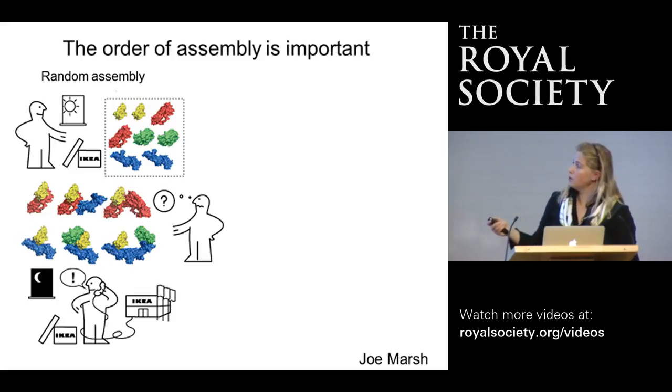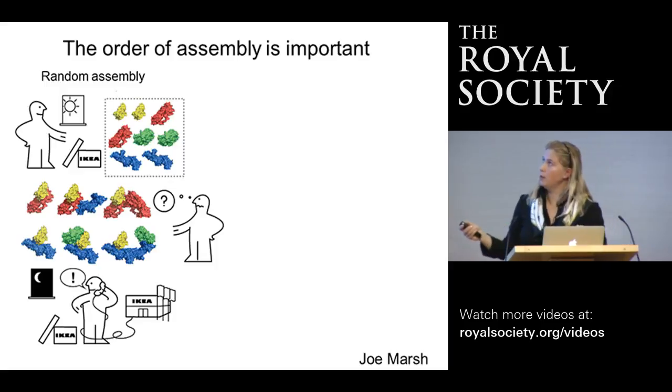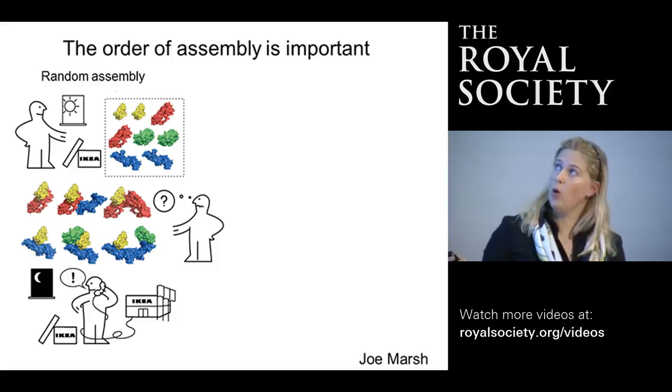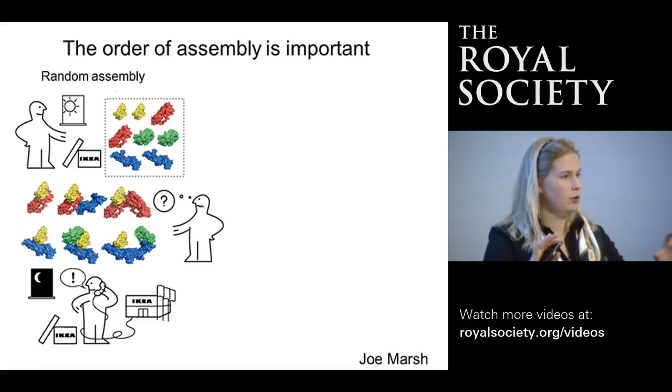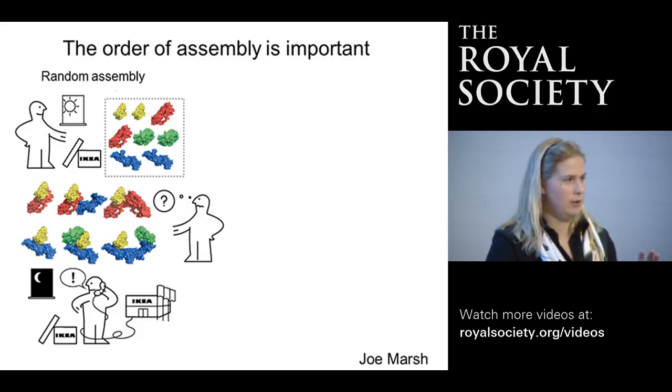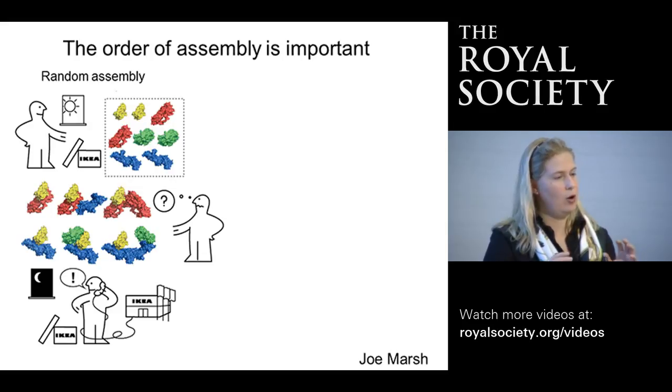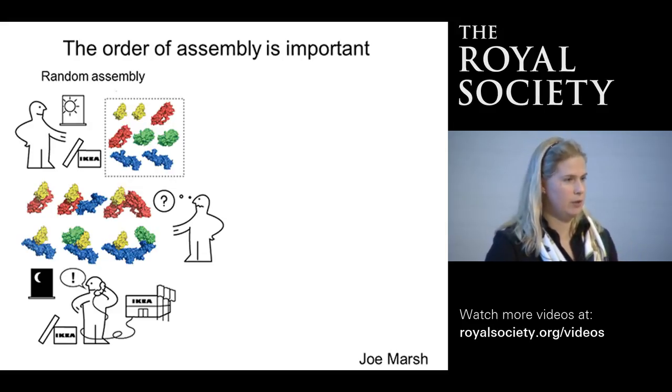So what we saw in these homomers, and what we also see in unpublished work for the heteromers, is that the order of assembly is important. You can think of this in terms of IKEA furniture. If any of you know IKEA furniture, it is a nightmare to assemble, okay? And imagine how awful that would be if you didn't have the assembly instructions.